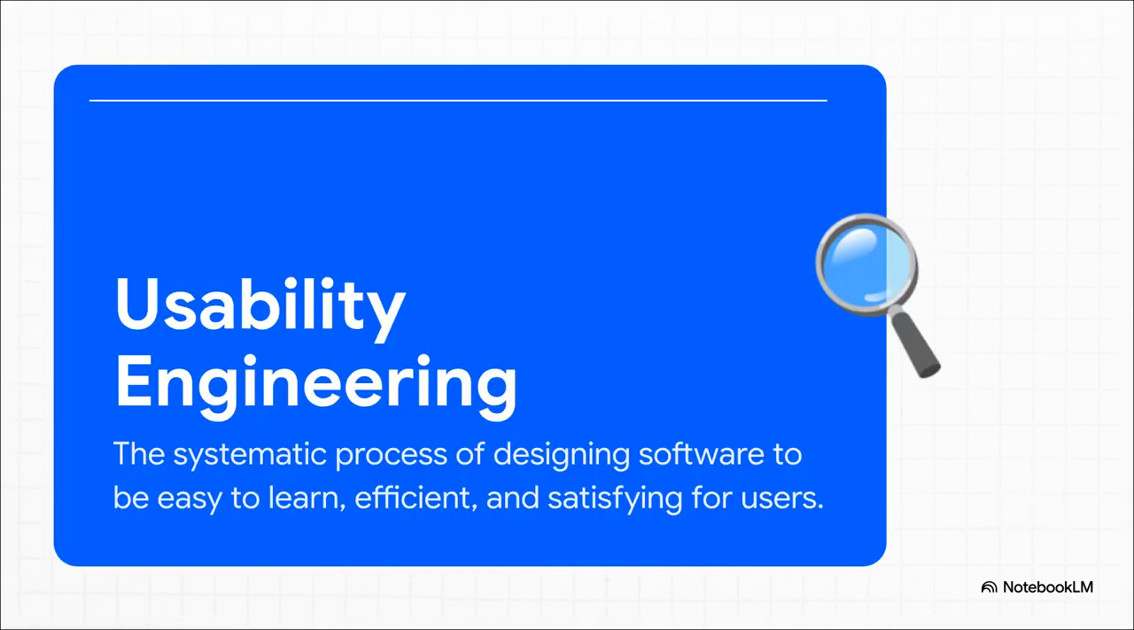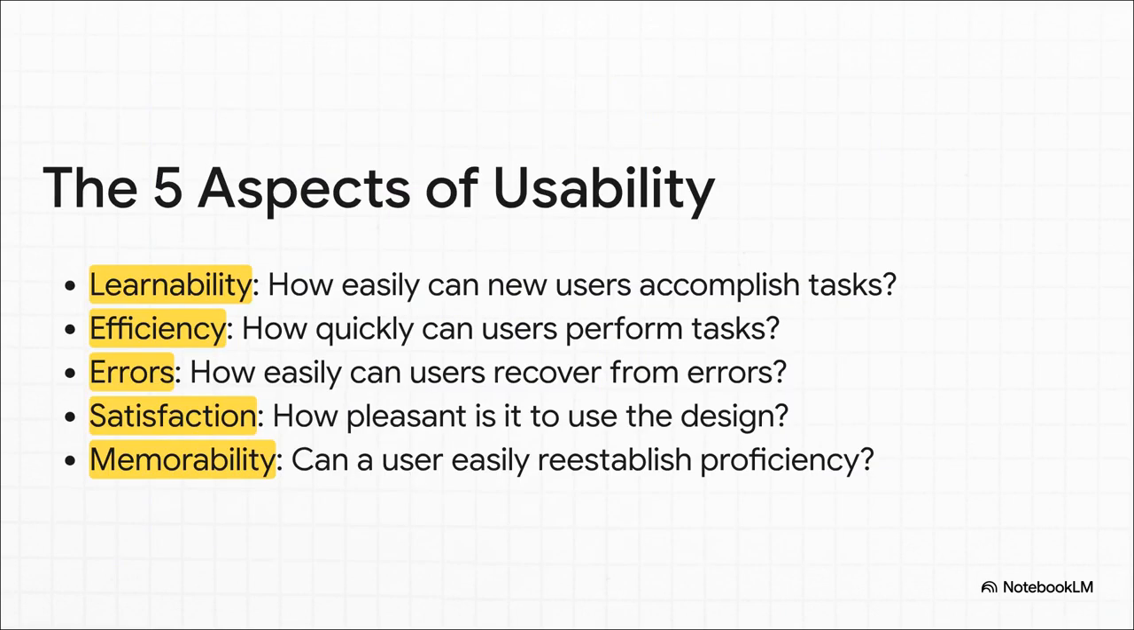And this is where the field of usability engineering comes in. It's a whole science dedicated to making technology work for humans, not the other way around. At its core, it's really about empathy. It's about understanding how people think, how they behave, and then building the software to match that. Now, usability isn't just some vague feeling like, oh, I like this app. It can actually be measured across these 5 areas.